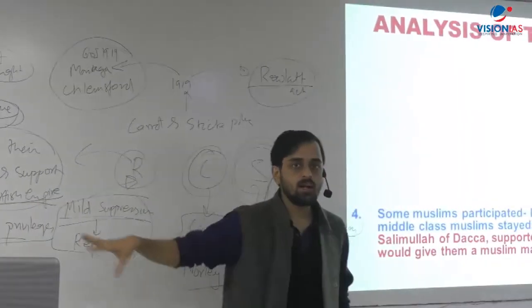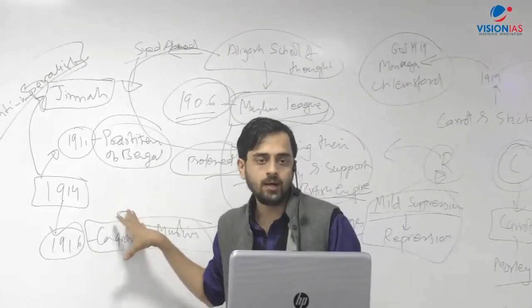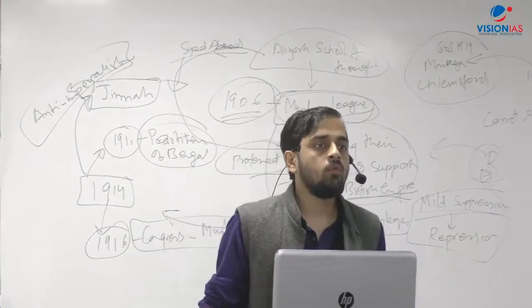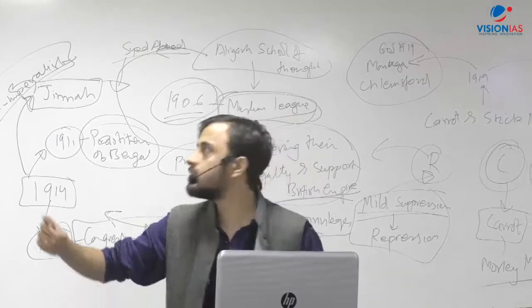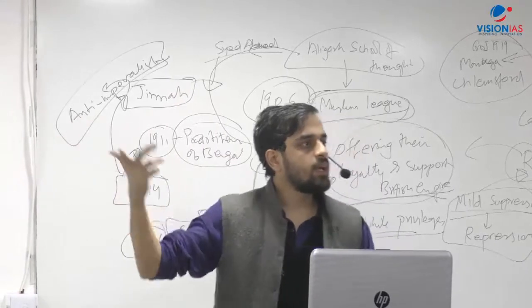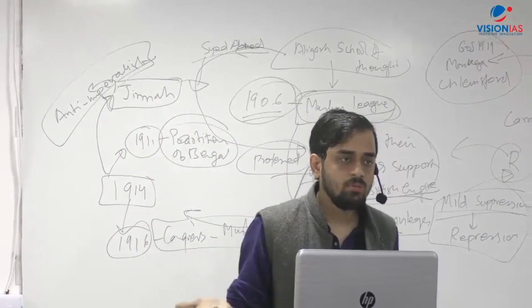But for now, you only understand that the Muslim League was formed as a political party, but initially it did not enjoy a mass base for a very long period of time. Also, the Muslim League was formed with an inspiration from the Aligarh school of thought, and the Aligarh school of thought wanted what? It wanted to ensure access to education and jobs to Muslims.